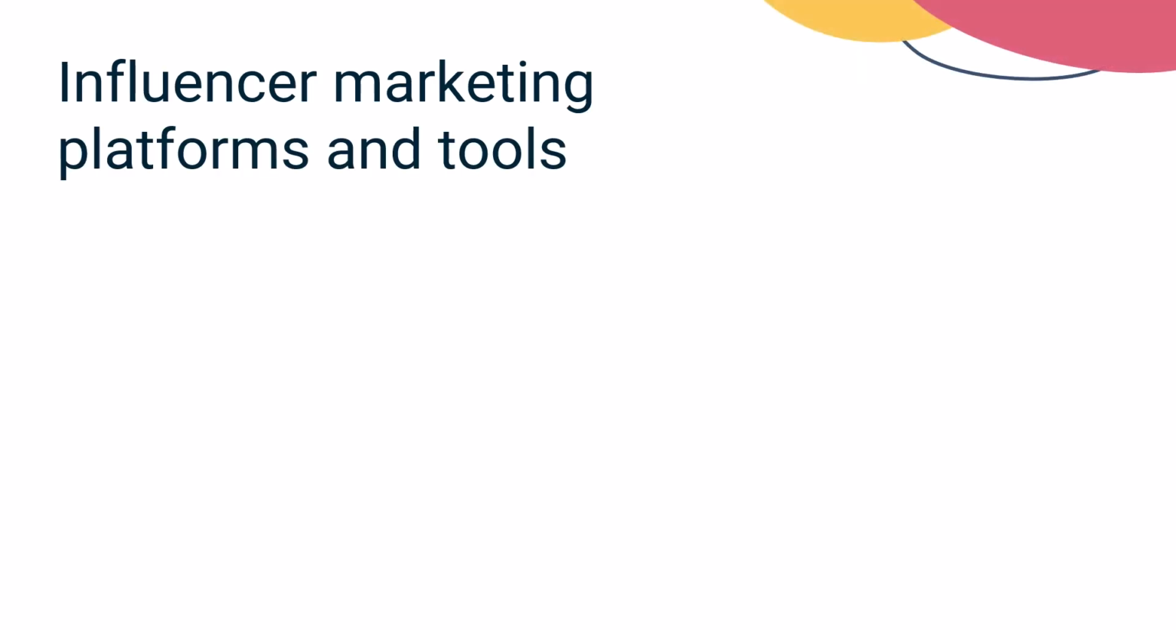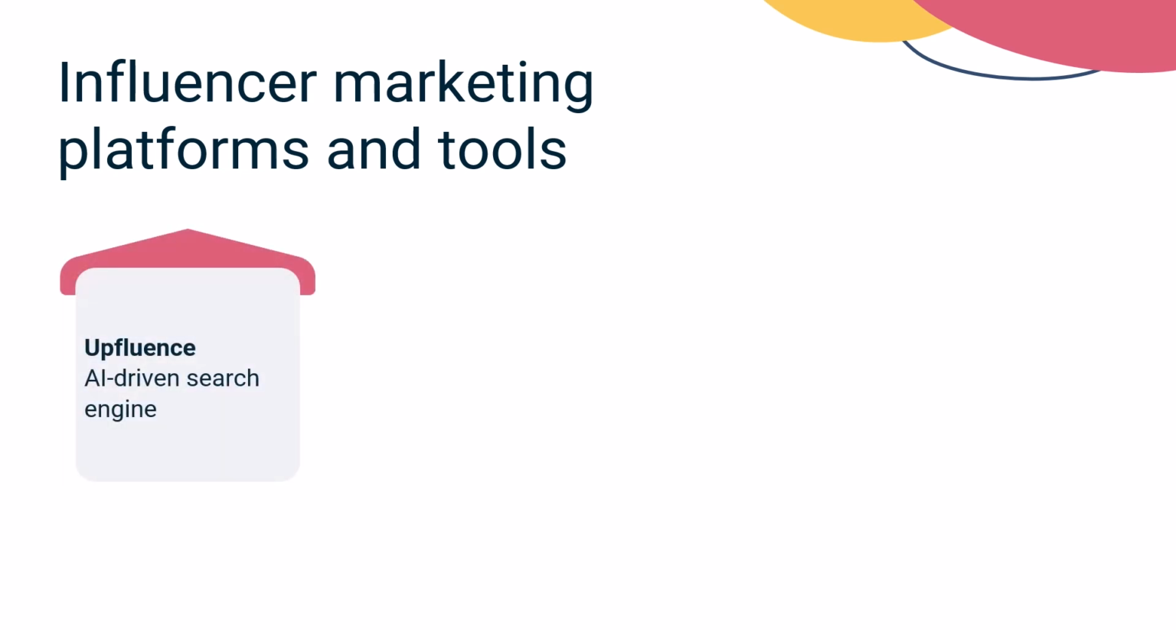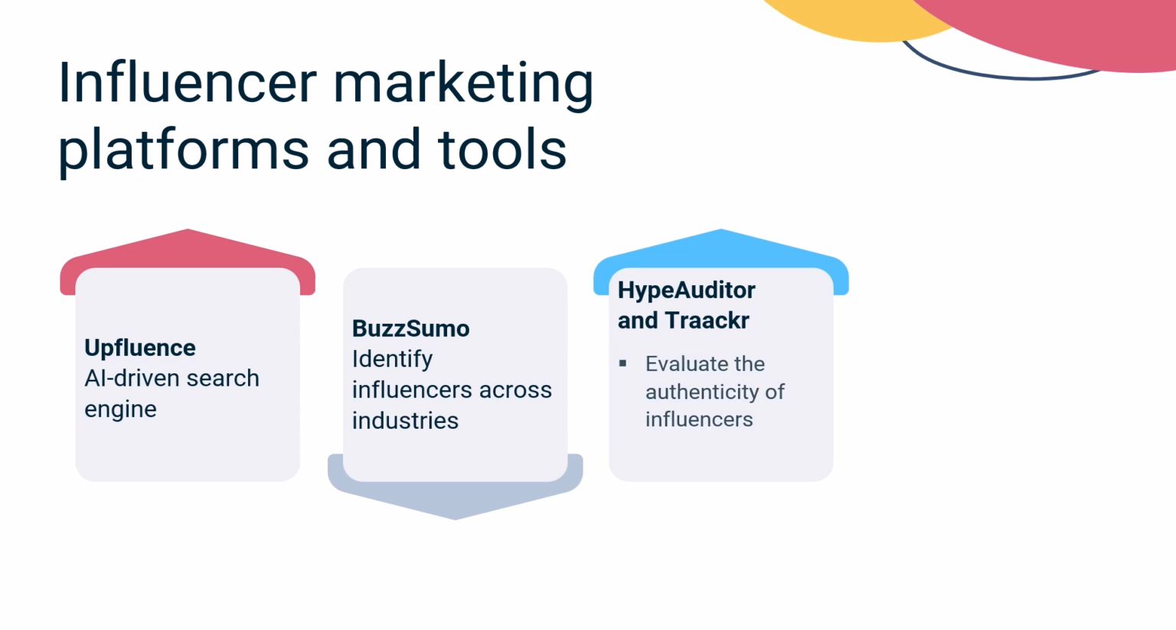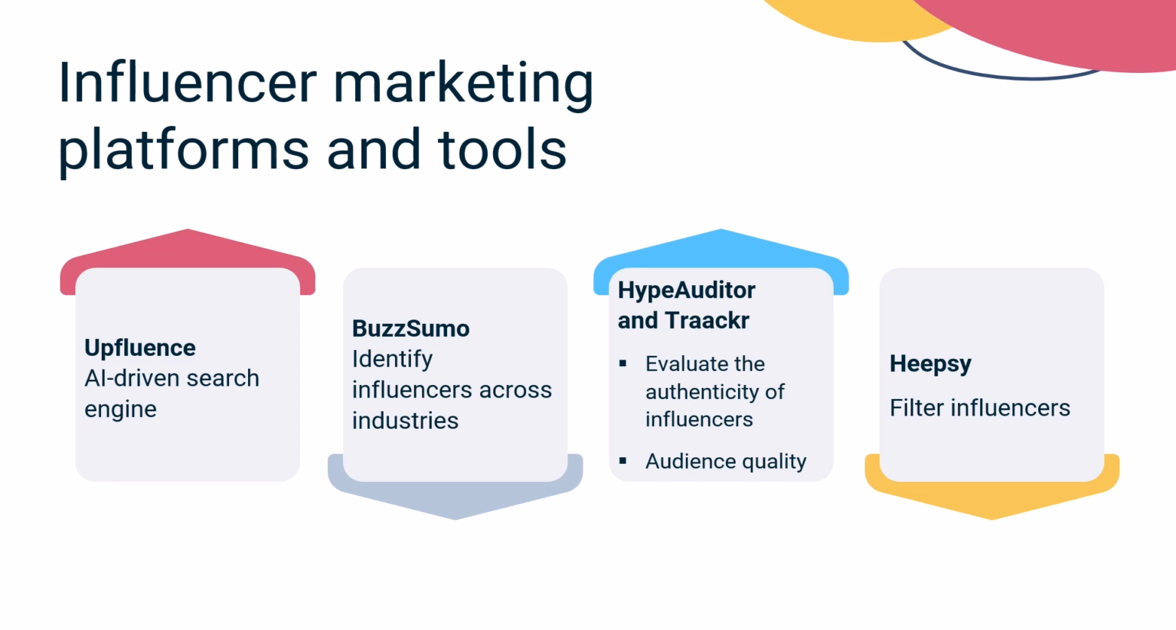Several influencer marketing platforms and tools help to streamline influencer search. For example, Upfluence is an AI-driven search engine for influencers and vetting them. BuzzSumo can help businesses identify potential influencers from various industries, and HypeAuditor and Tracker can help evaluate the authenticity of influencers and audience quality. Heepsy can filter influencers based on position, audience engagement rate, and follower demographics.